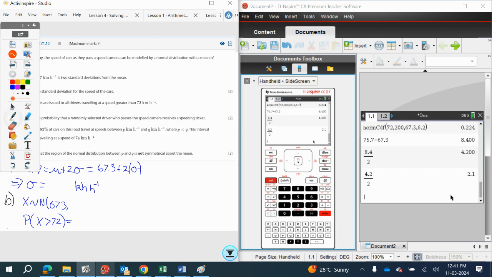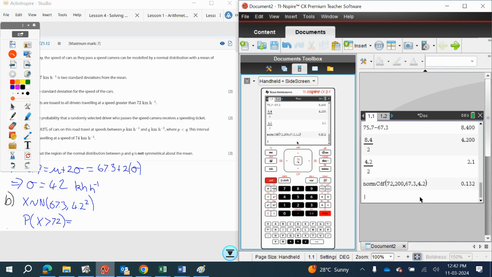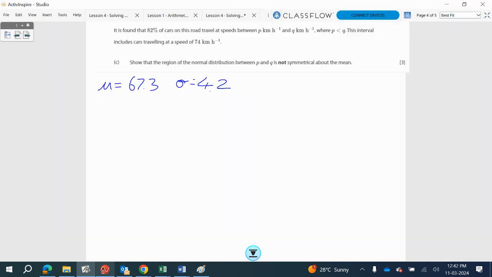Let me just correct those answers. It's 0.13 for A or B. So this is 4.2. The variance is 4.2 squared. And this calculation should be a 4.2. We should get 0.132. I spotted that was wrong when I tried to do this question. It didn't come out right. It was symmetrical about the mean, but it won't be this time.